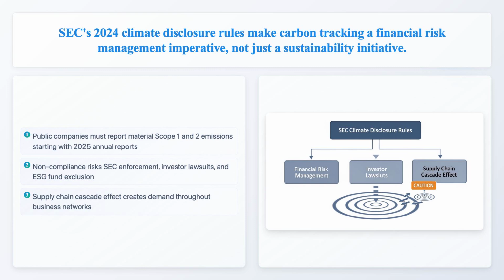For your prospects, this means carbon tracking software isn't just about sustainability, it's about protecting their business relationships, avoiding regulatory penalties, and maintaining access to capital markets. When marketing in the US, your messaging should emphasize risk mitigation, investor relations benefits, and the urgent timeline for compliance implementation.